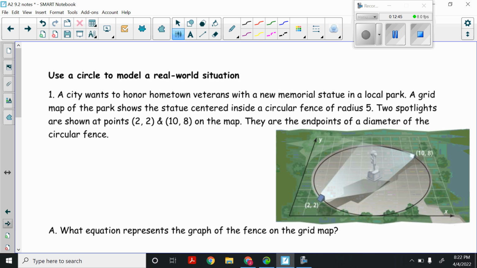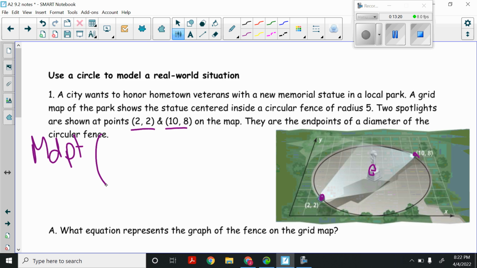So again, I need the center and the radius. All I know is that this point and this point are my diameter if I connect those, right? Halfway across the diameter is the radius. It is also halfway between, that's going to get me the center, right? So if I find the midpoint between (2, 2) and (10, 8), that's going to get me my center.